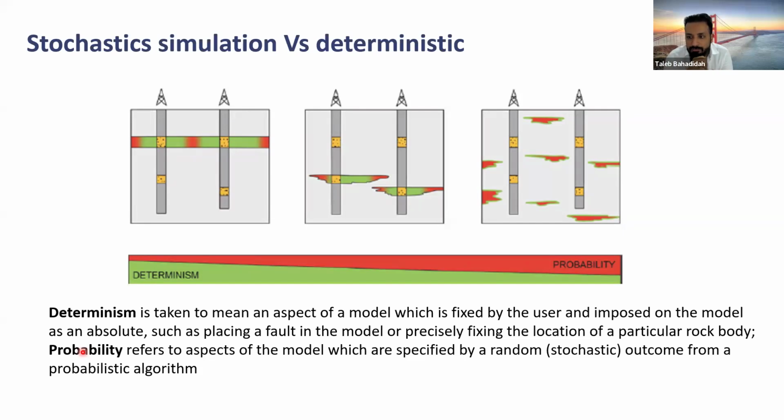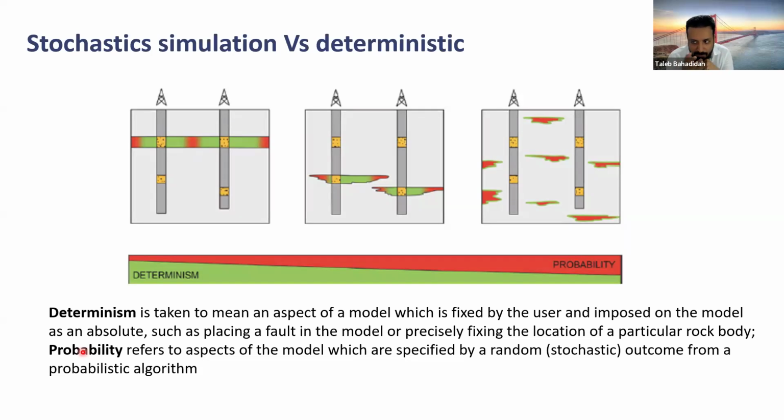If you have a huge number of data, you can still use the deterministic, but you need to have the balance. Determinism is the aspect of the model which is fixed, kind of one realization of the model, and absolute. If you place the fault, you place it here. There is no range of uncertainty. Whereas probability or stochastic refers to the aspect of the model which is specified by a random stochastic outcome.